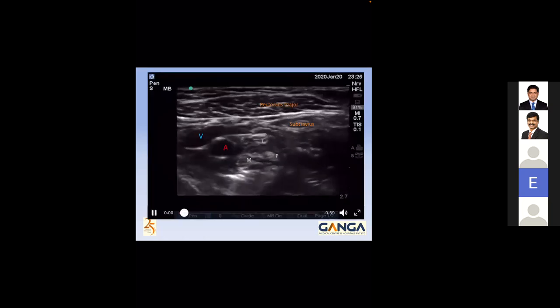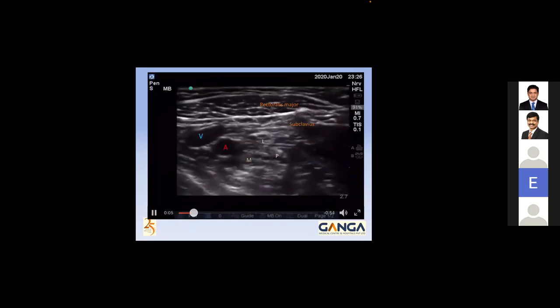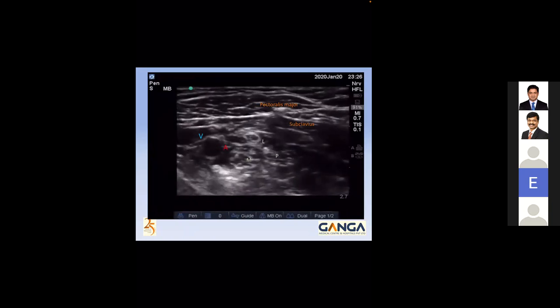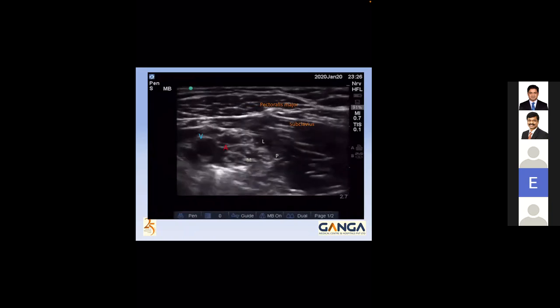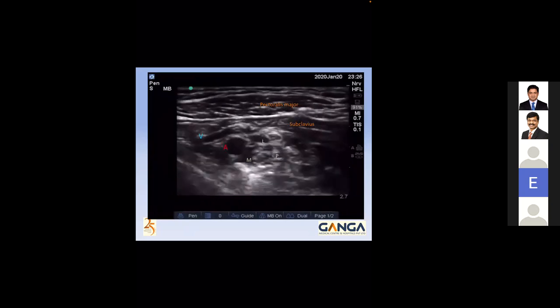Here you can see after the injection of 20 ml of local anesthetic, the cords are separated from each other and they are fully soaked in the local anesthetic. You can see a small septum between the lateral cord and the medial and the posterior cord. You have to be aware of this. Otherwise, you can get some sparing.